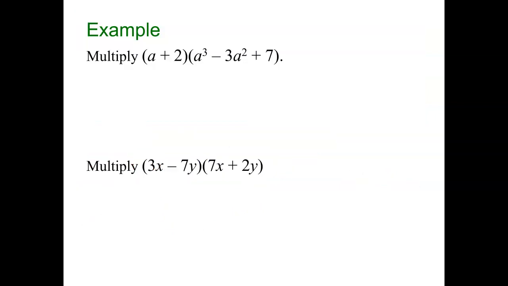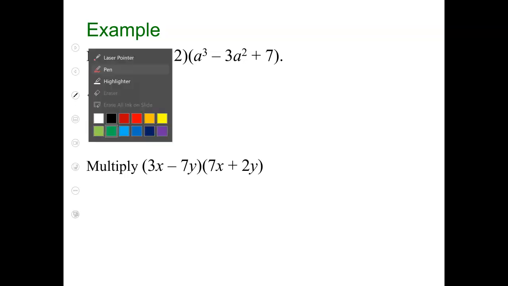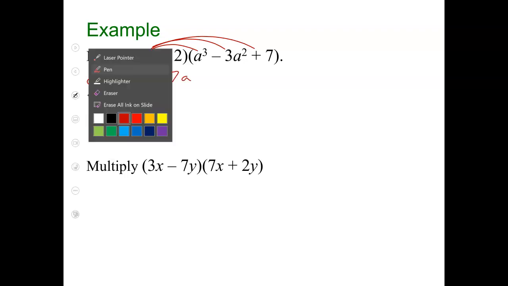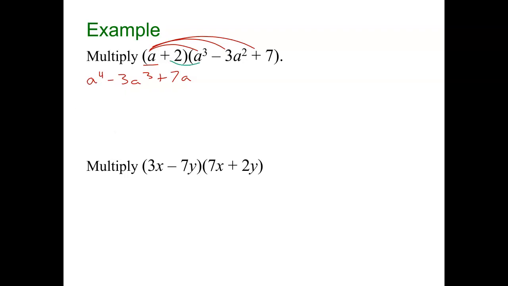So, binomial, trinomial. What am I going to do with A? So I'm going to multiply A by all three terms. Okay? So do it. A times A to the third. A to the fourth. Times negative 3A squared. Good. Times 7. Okay? What's next? Same thing with 2. 2 times A to the third. 2 times negative 3A squared. 2 times 7.